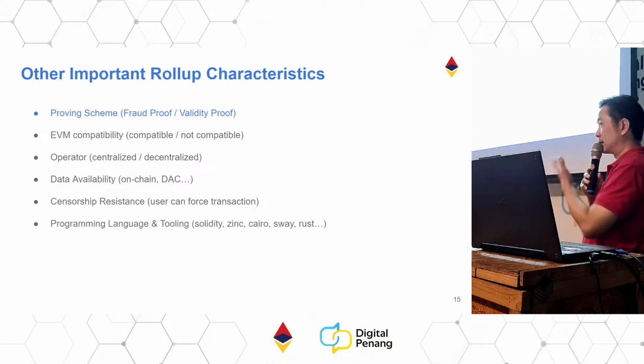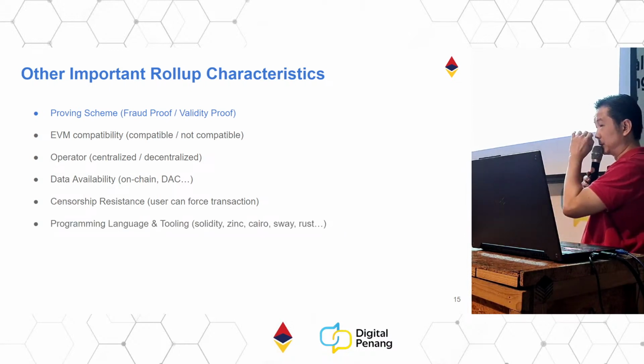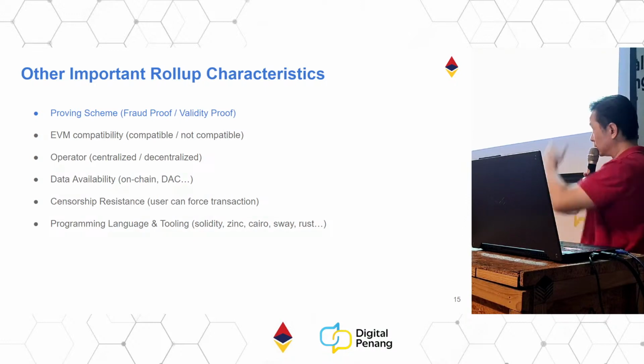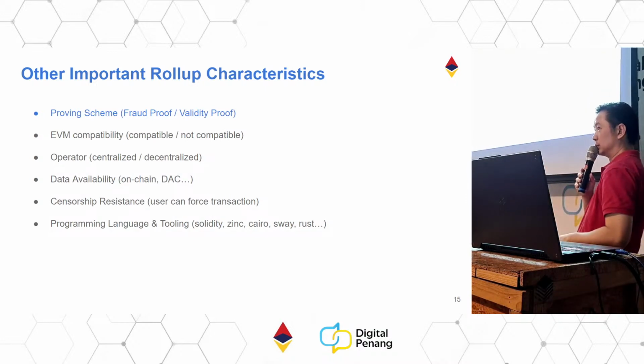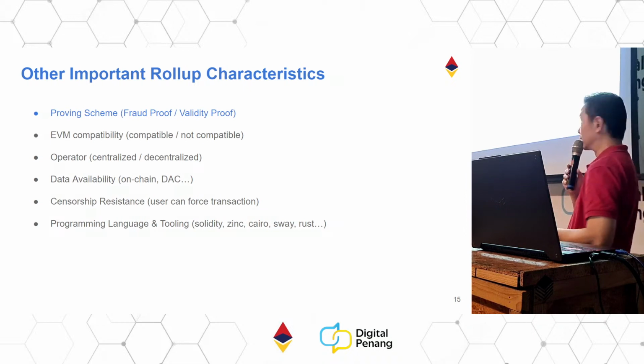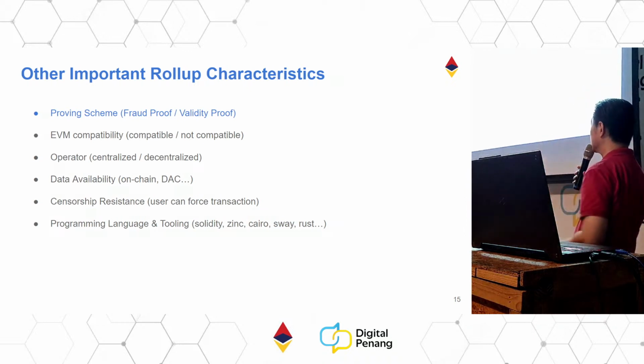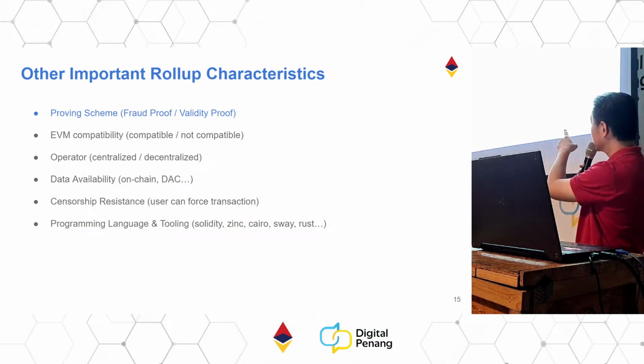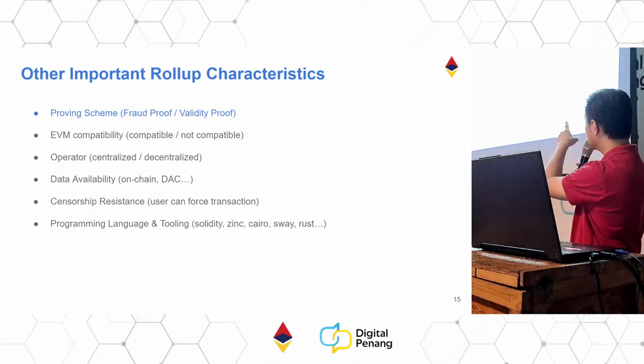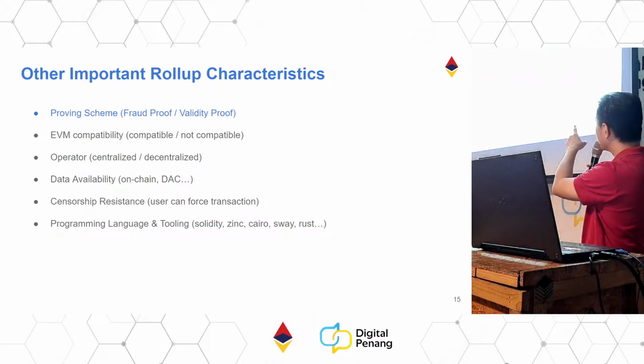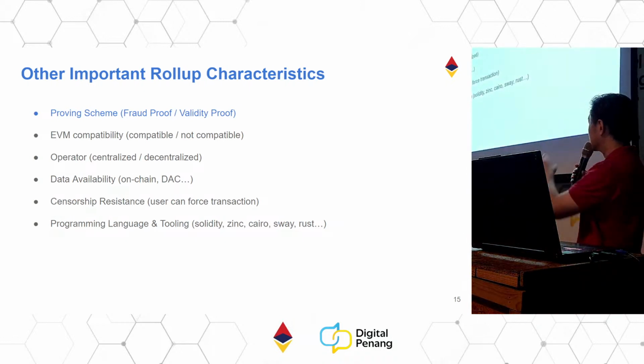And programming language. Like I said just now, if you're building an L2, you have all the choices in the world to allow smart contracts to be developed, right? You can support Solidity. Zinc is a new language from zkSync. Cairo is the one from Starknet. Sway is the one from Fuel, and you have Rust and others.